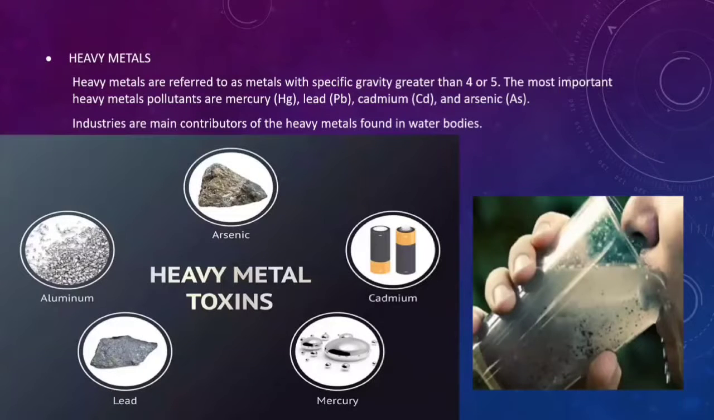Heavy metals. Heavy metals are referred to as metals with specific gravity greater than 4 or 5. The most important heavy metal pollutants are mercury, lead, cadmium, and arsenic. Chromium and iron are essential nutrients in our diet, but in higher doses are extremely toxic. Industries are the main contributors of the heavy metals found in water bodies. Next slide.